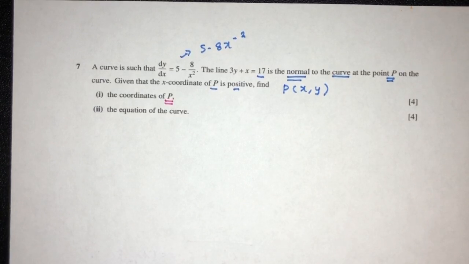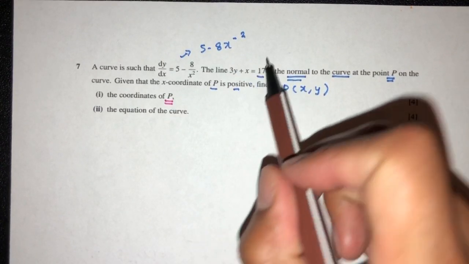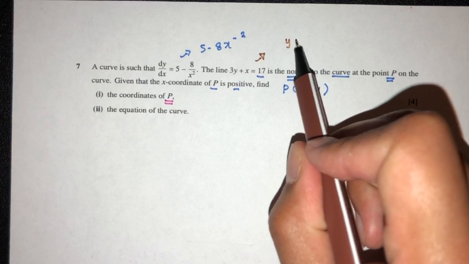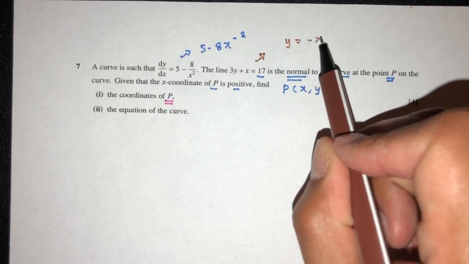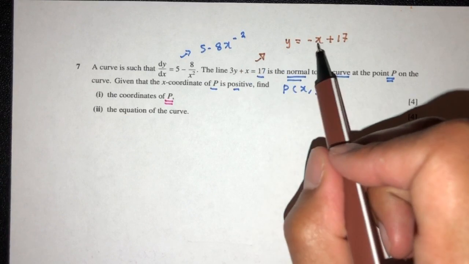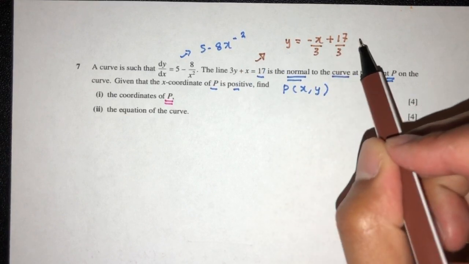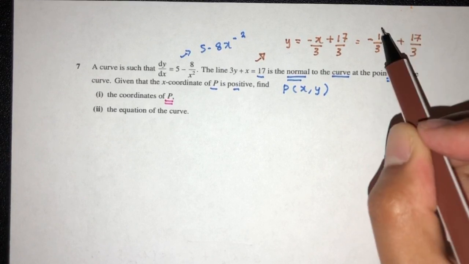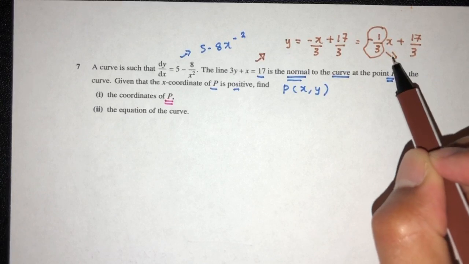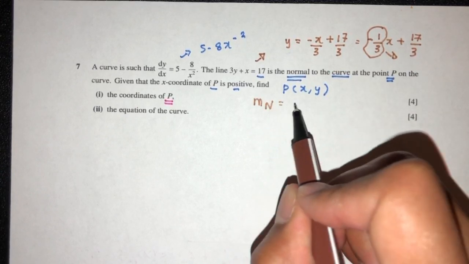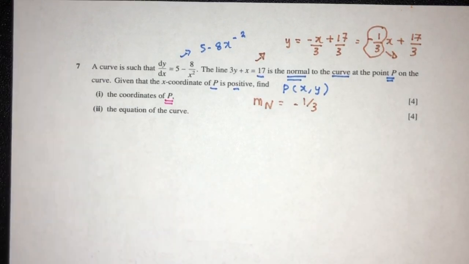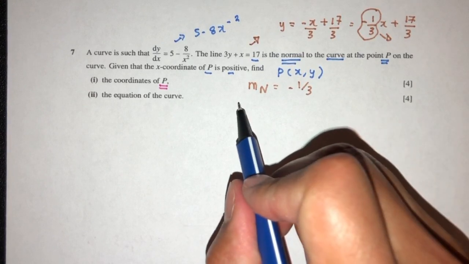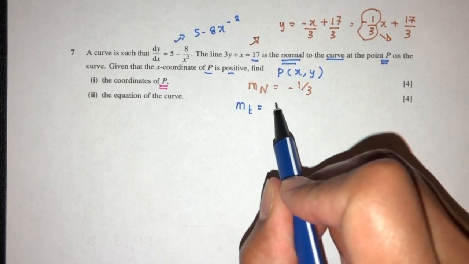So something we understand here is that we have the equation of the normal. So let's first find the gradient of the normal. Pretty easy. Make y the subject, so y will be what? That will be minus x plus 17 divided by 3. That will be minus 1 over 3 x plus 17 over 3. You can see here we have the gradient. So the gradient of the normal has to be minus 1 over 3. But we know that the gradient of the normal and the gradient of the tangent are related. So we can understand that the gradient of the tangent will have to be the value of 3.